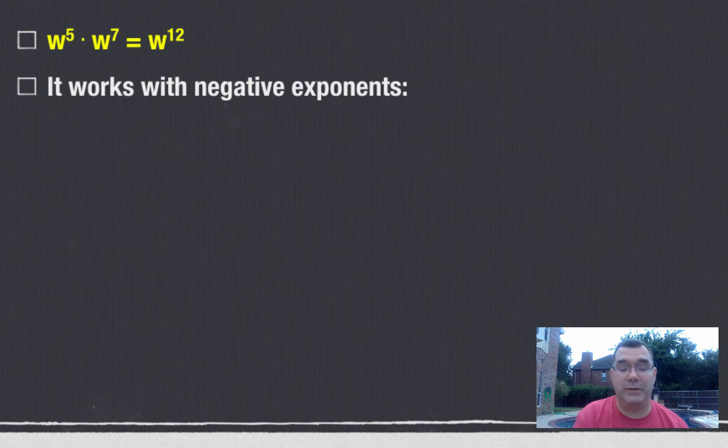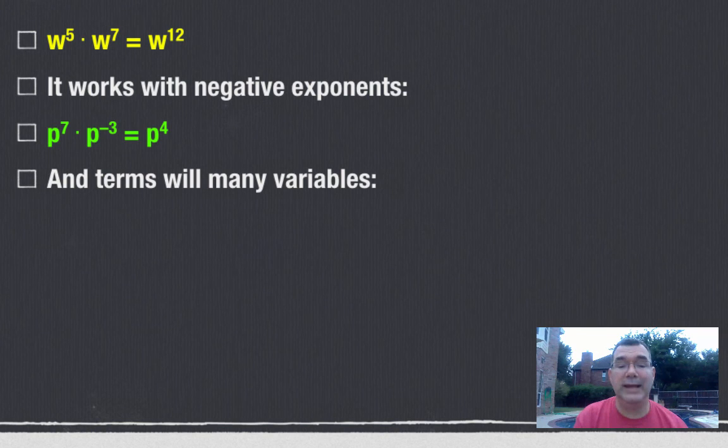Okay, it works with negative exponents as well. So if I have p to the 7 times p to the negative 3, that's going to be p to the 7 plus negative 3, which is 4. And it also works with terms with many variables. Just remember that you can't combine those variables together. You can only look at the exponents of the same base.